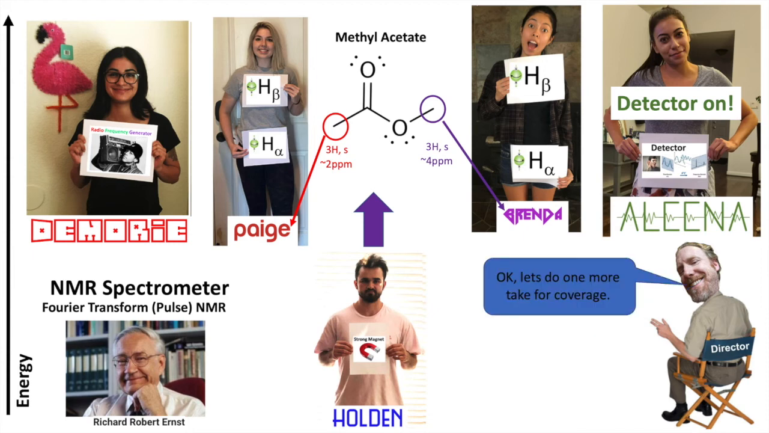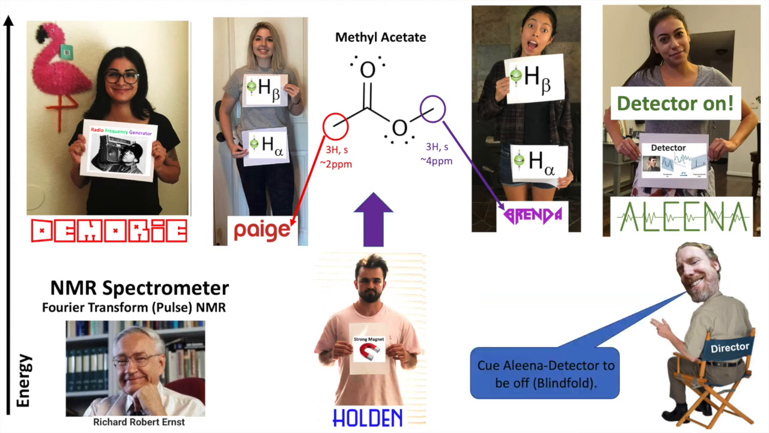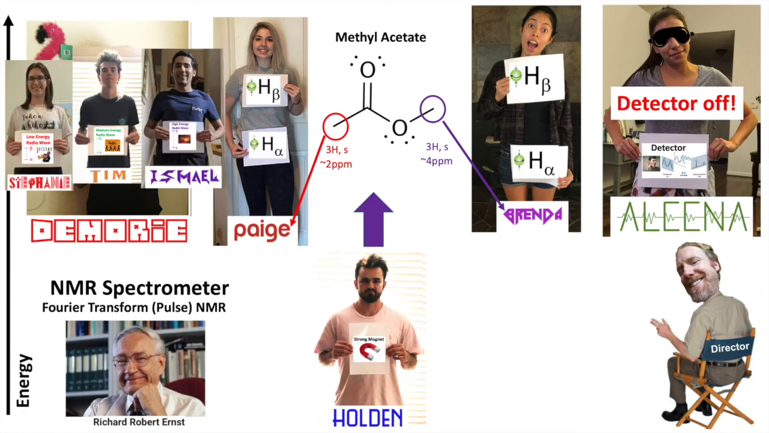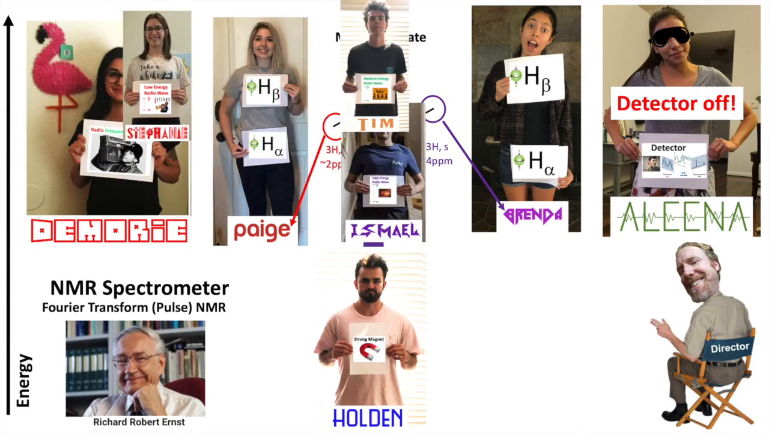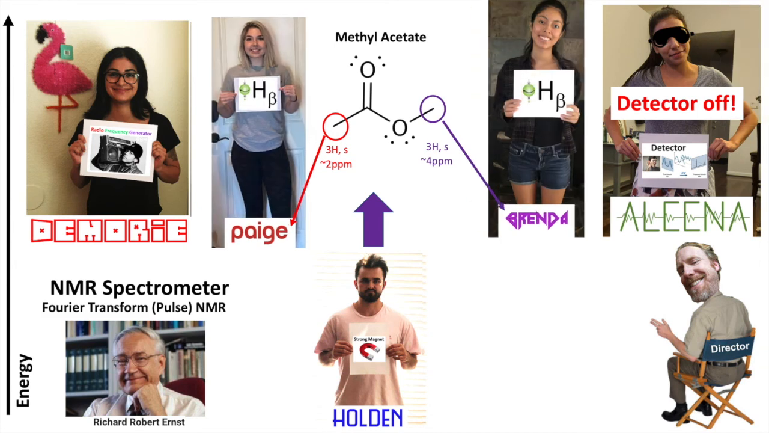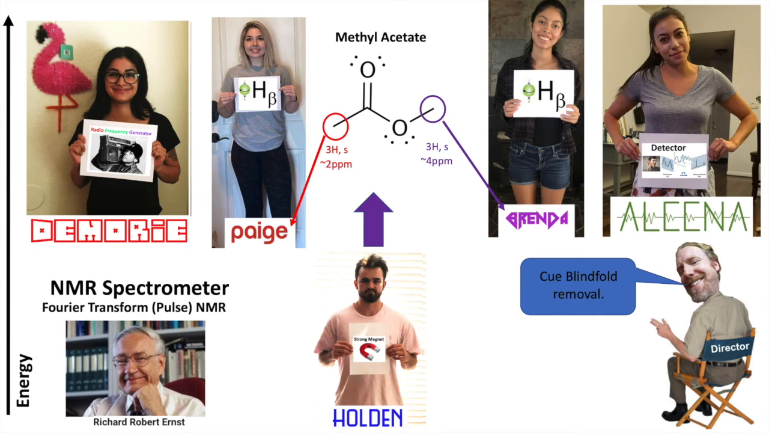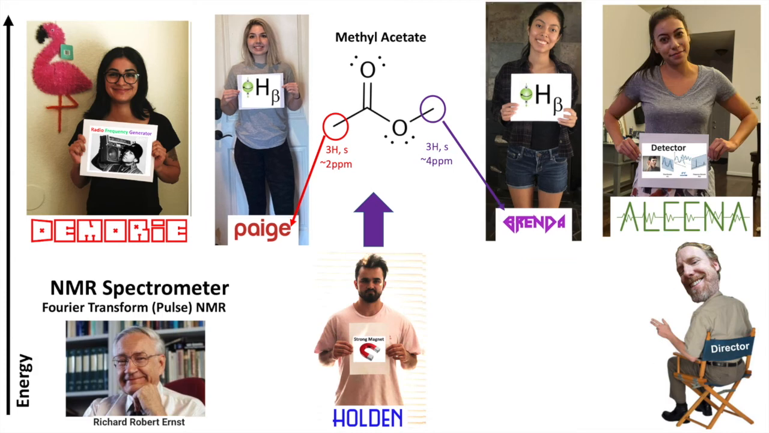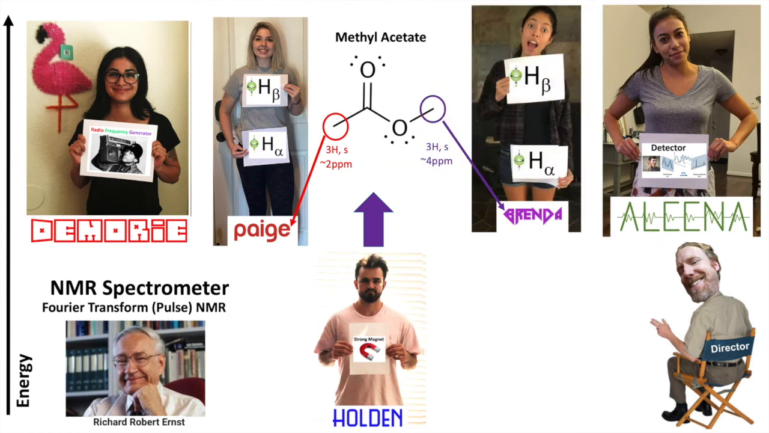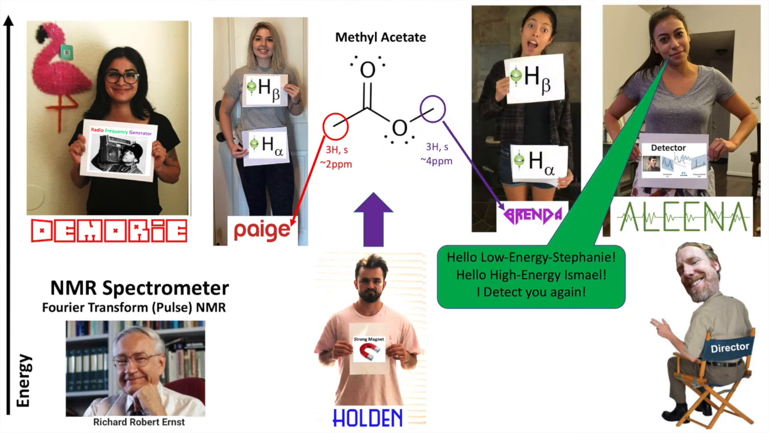Okay, let's do one more take for coverage. Cue Alina, detector to be off, blindfold. Now she's off. Pulse all the radio waves. Tim, who's not absorbed, just passes by the detector. Cue blindfold removal. Now the detector is on. And cue relaxation. Paige and Brenda relax and release their radio waves, which are then detected by Alina. Hello, low energy Stephanie. Hello, high energy Ishmael. I detect you again.